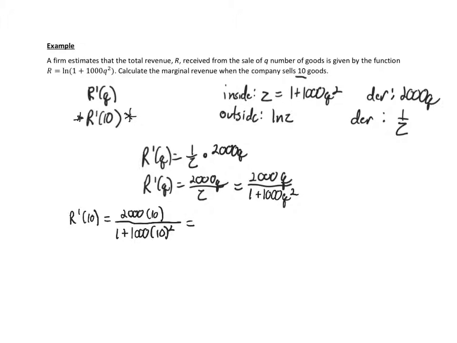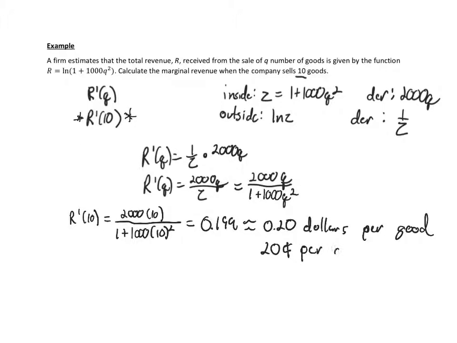And if you use your calculator to compute that, what you'll get is 0.199. I would say that's really about 0.20, because we want this to be in dollars, right? Revenue would be in dollars. So what this is telling me is that the revenue is increasing about $0.20 per good. Or really, instead of $0.20, maybe it would be better to think of that as 20 cents per good.